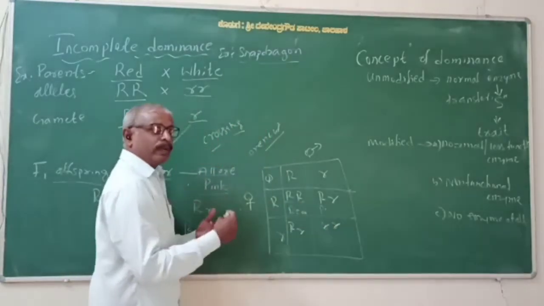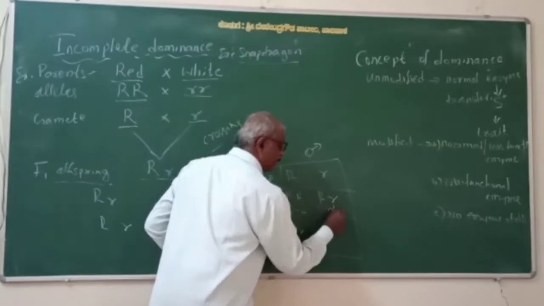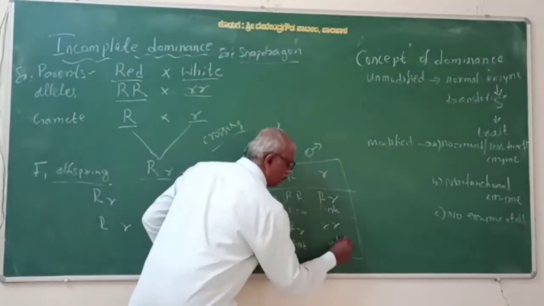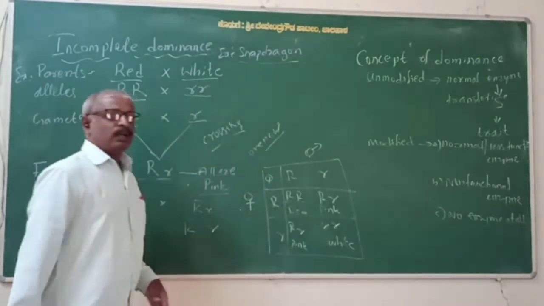Since capital R small r is present, it is not completely dominated. Hence we see here the pink colored flower, and these are totally the white colored one.